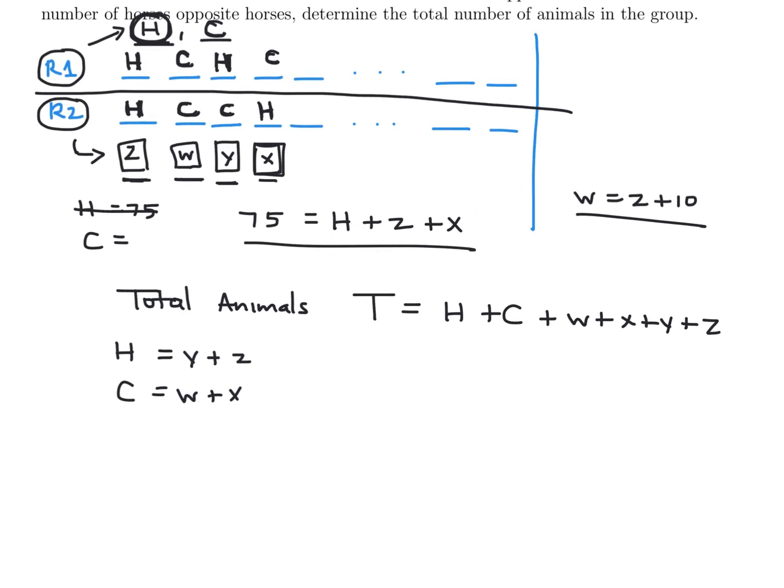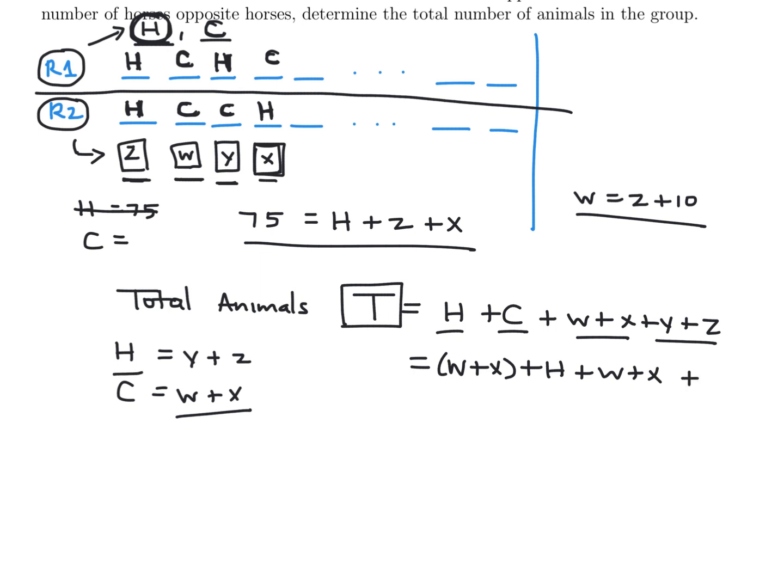That would give us enough information to solve for T, which is the total number of animals. There's a little bit of, not necessarily very fancy algebra, but a little bit of fiddling around with this. So let's see here. For C, I'll use W plus X. This H I'll just keep as H. This W plus X I'll keep as W plus X. And this Y plus Z I'll put as H. What that does is allow me to group things together. As you can see now, this is 2H plus W plus X.